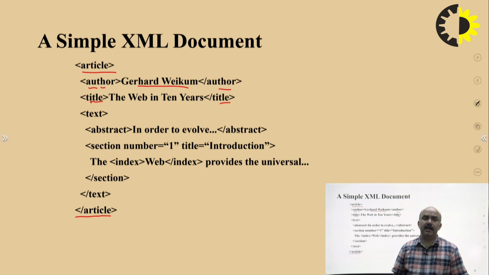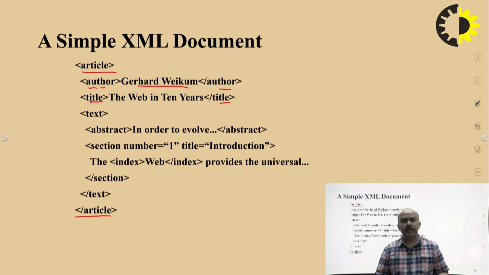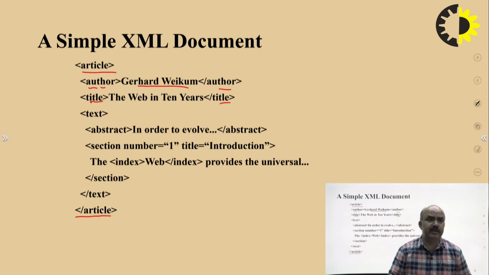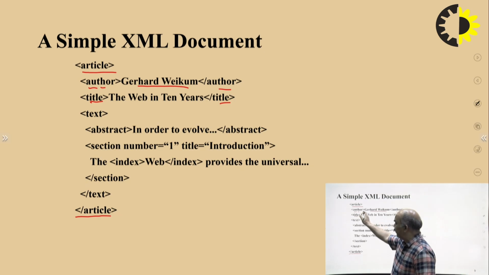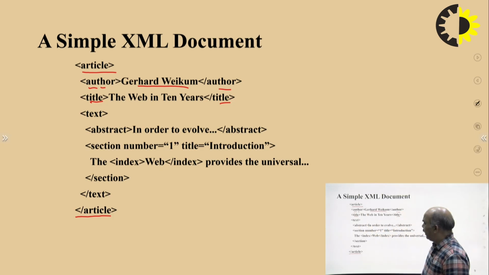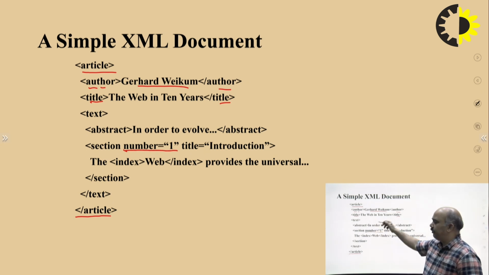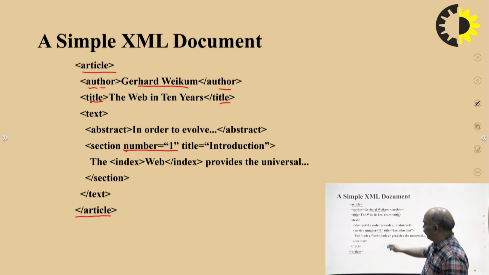So the question arises, where are the elements, where are the attributes, and what are the values that we have to define. The elements are the freely defined tags, and they have certain attributes. For example, the section number is 1. This attribute has a certain value, that is 1.